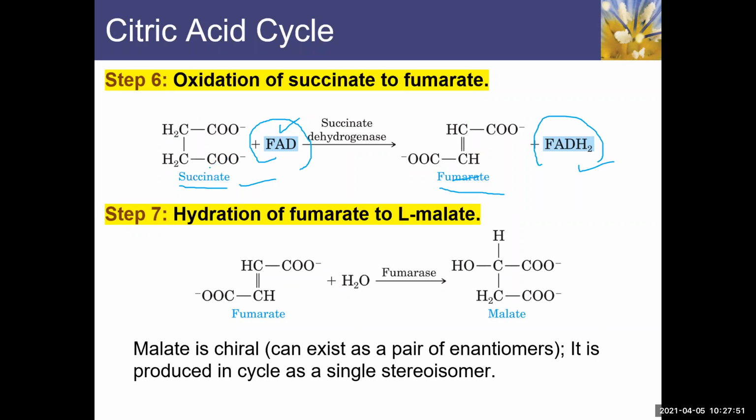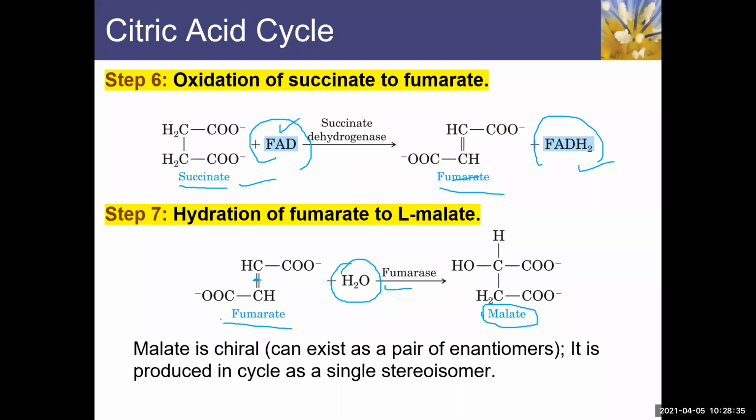Step 7 is the hydration. What happens in the hydration? We simply add a molecule of H2O, so we add an OH group here. As we add an OH group in presence of fumarase, we form the malate. If you see here, by adding the OH group, the double bond was broken, and now we have a single bond in the malate. So the breaking of the bond takes place by the addition of OH in the form of H2O to the fumarate. That was step 7.